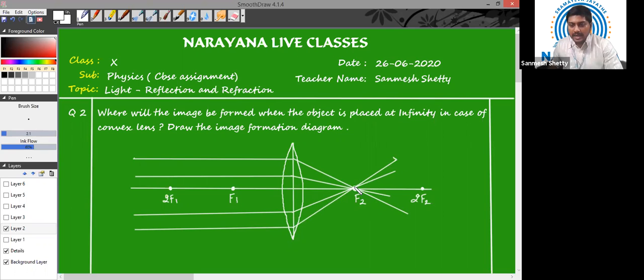So our image will be formed at point f2, which is the focus of the convex lens. And one more point to notice is, the image will be highly diminished. It will be real, inverted, and highly diminished. I hope the point is clear. Let us proceed further to our next question.